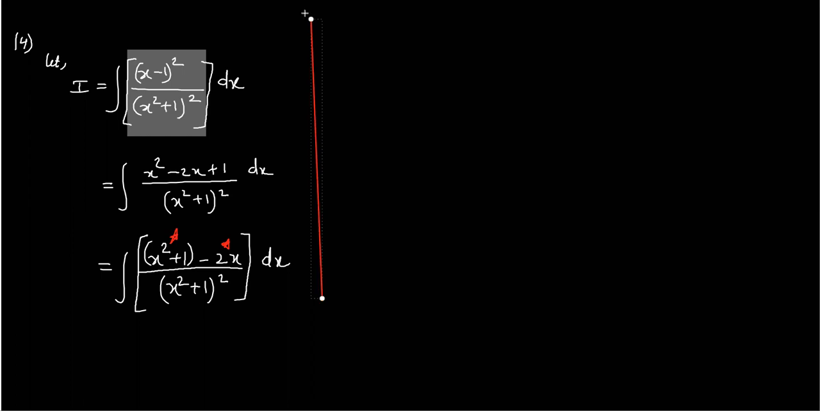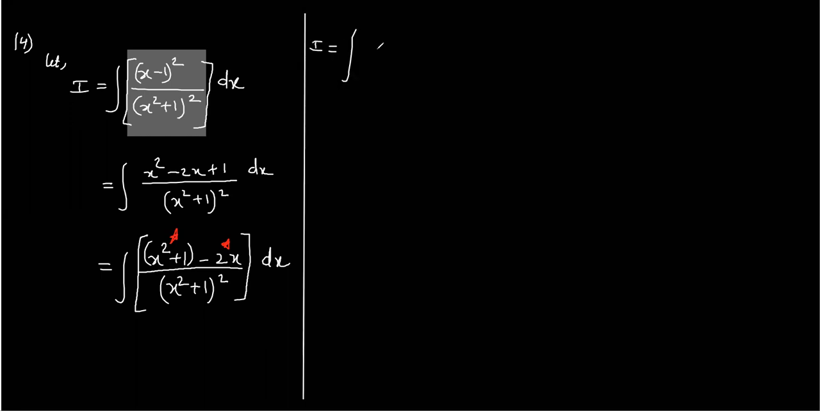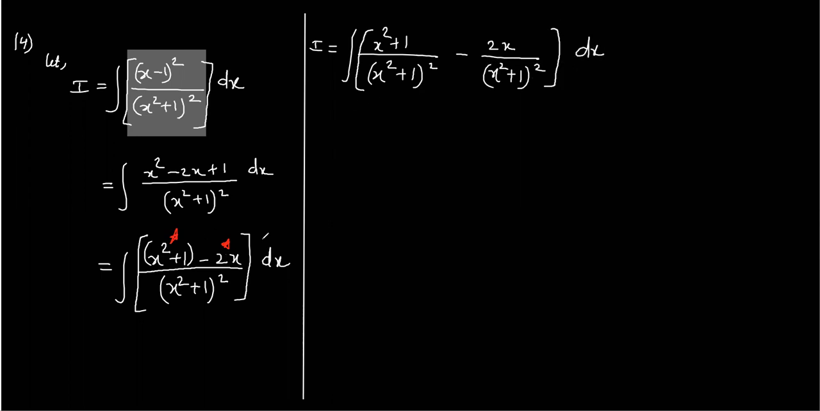So see what do I get? In the next step, I get I equals x square plus 1 over x square plus 1 the whole square. Okay, x square plus 1 upon x square plus 1 the whole square minus 2x upon x square plus 1 the whole square, and dx. See this, right?